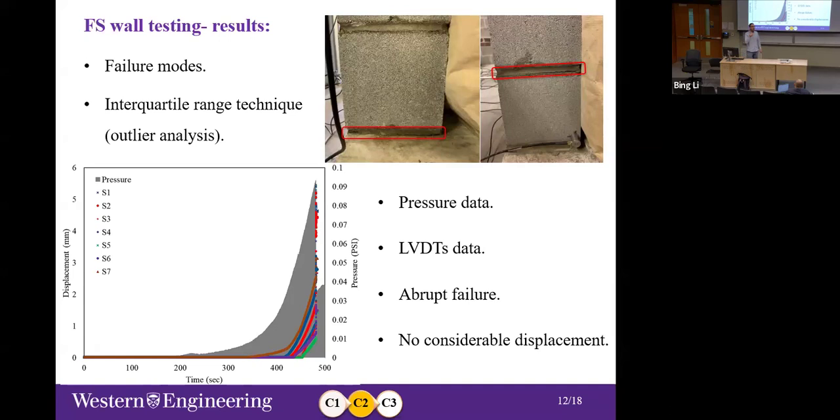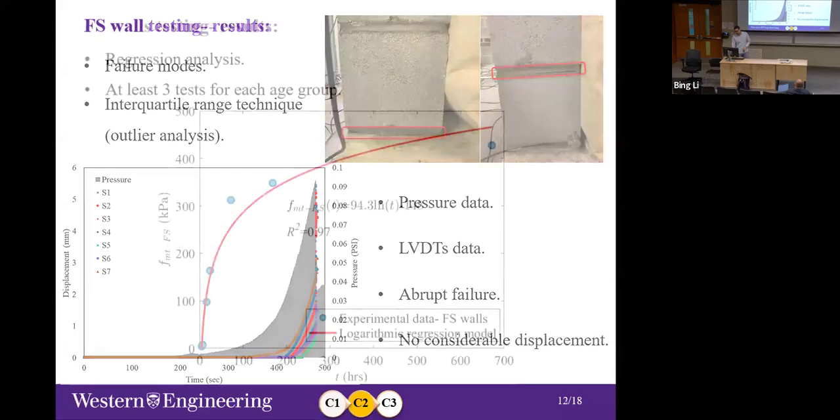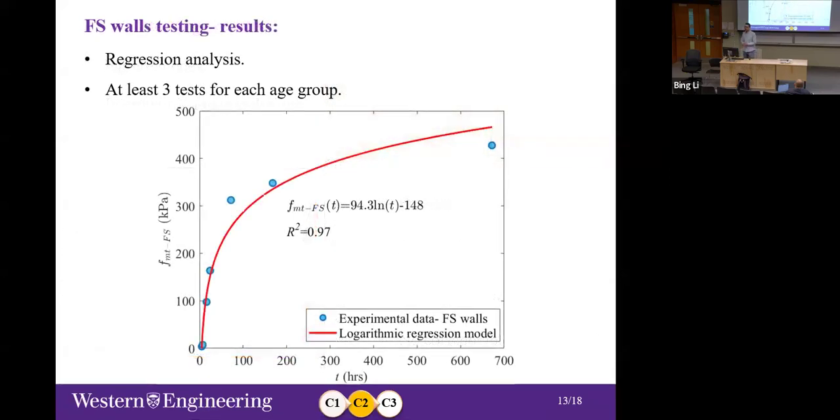So we can say that the materials don't show any plastic behavior, at least in these tests. So we can analyze them based on static behavior and simulate them with finite element simulation for the next step. Based on the data, we conducted regression analysis. This picture shows the results of the regression model for FS wall testing. After outlier analysis, we had at least 3 acceptable tests for each curing time. The R-squared value for the regression model is 0.97, which shows good agreement between the experimental data and numerical model.